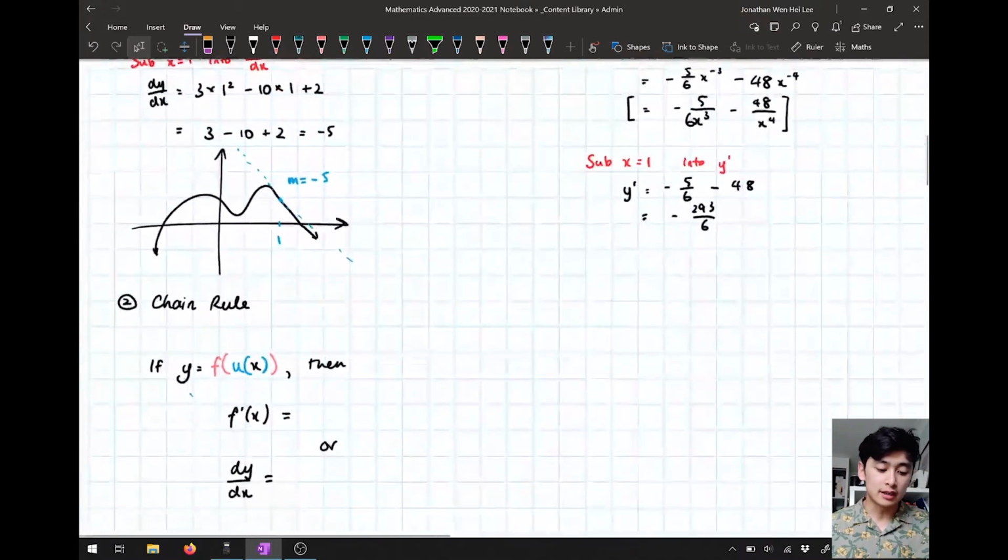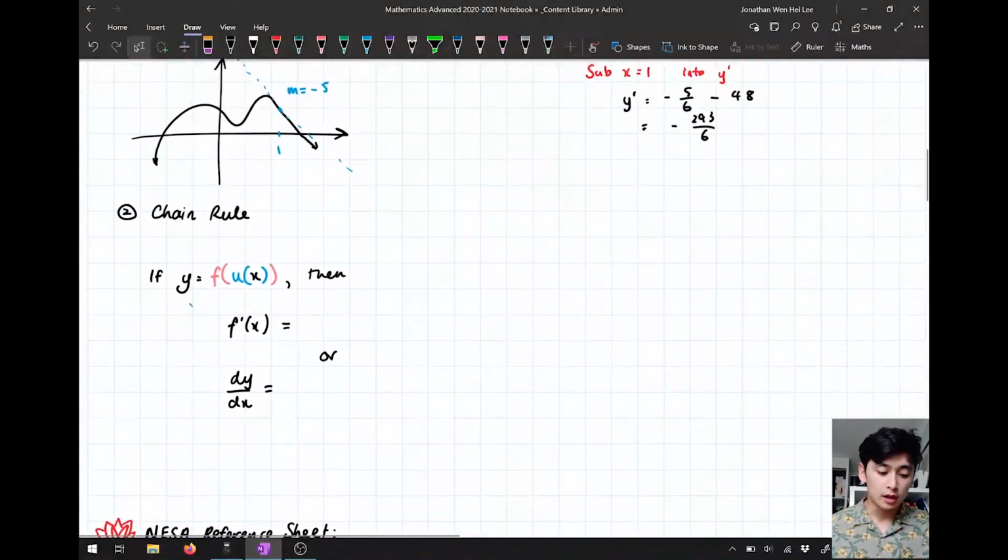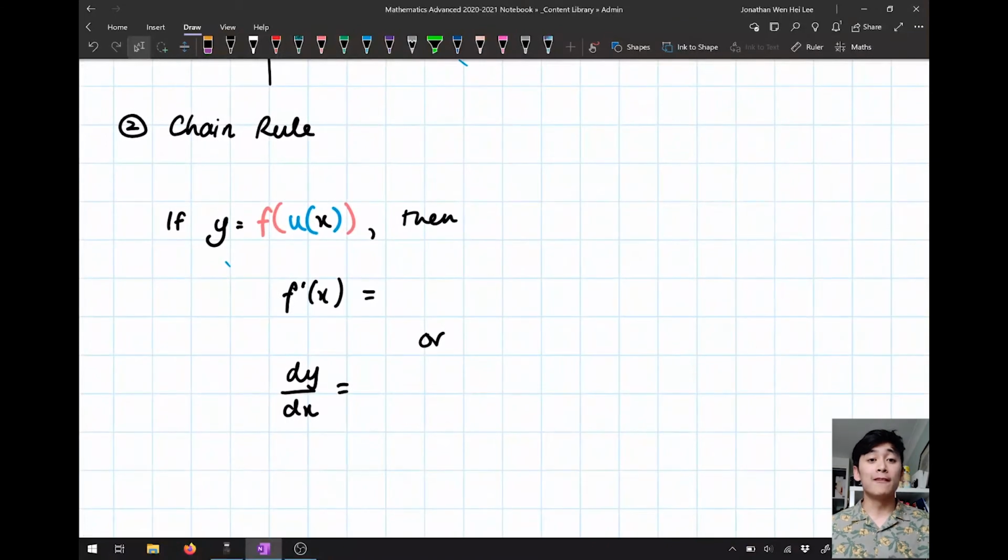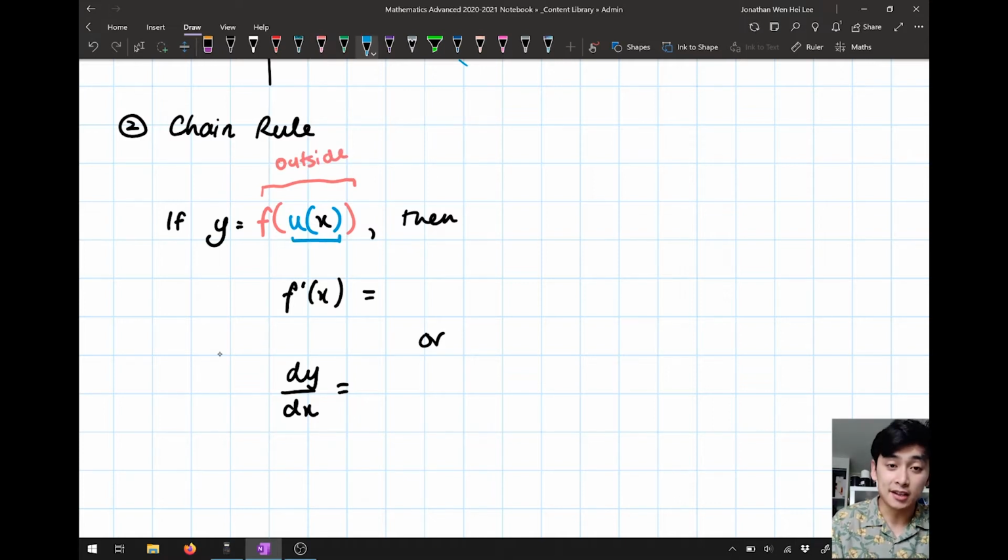Now the second one is called my chain rule. With a chain rule, what we're looking for is a function that's inside a bigger function, a function within a bigger function. So that's what I've written here. If y is equal to f of u of x, that red part is my big function, and u of x is my inside function. So f is my outside big function, and u of x is my inside function.